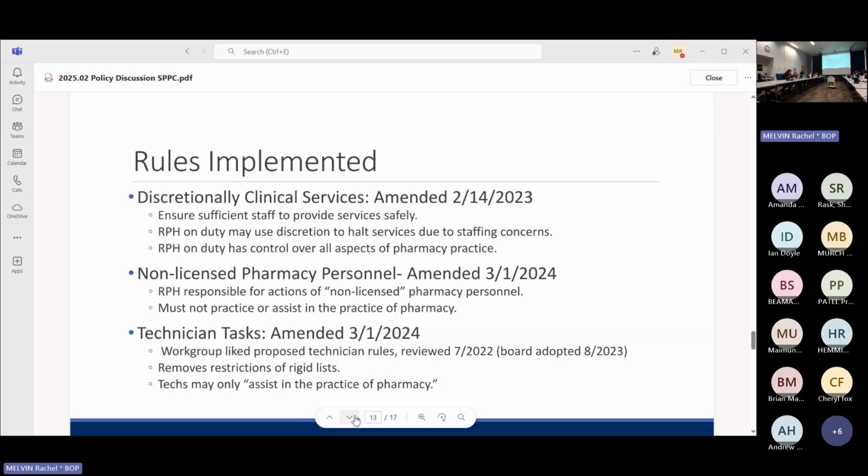And technician tasks were also amended, and the work group liked the proposed technician rules, which it reviewed in July of 2022, adopted by the board in August 2023, and it removed the restrictions associated with the rigid task list, and said that techs may only assist in the practice of pharmacy.